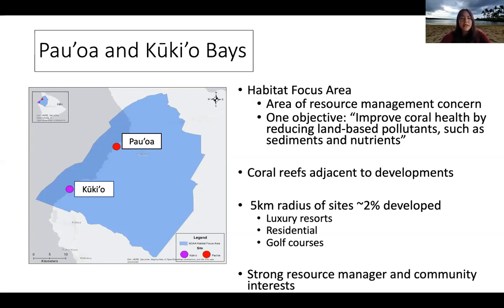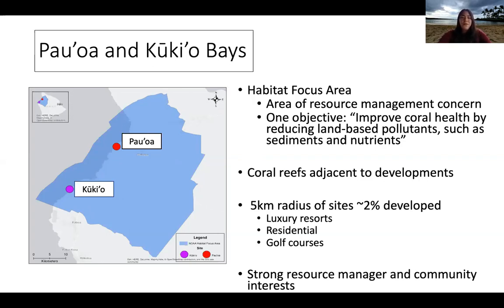My first study site, this red dot located within the blue habitat focus area, is Pauoa, located within the Waikoloa watershed. And then this purple dot here is Kukio, which is located within the Kukio watershed. Both of these are areas with developments. They have coral reefs right in front of the developments.